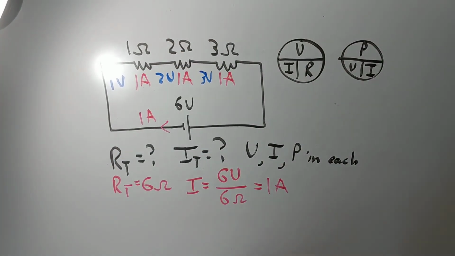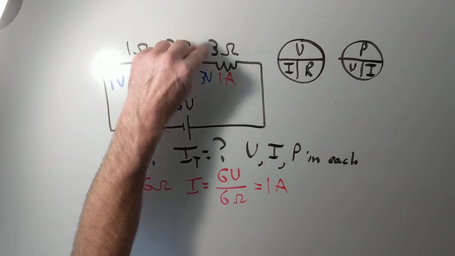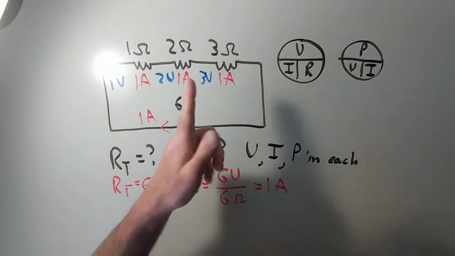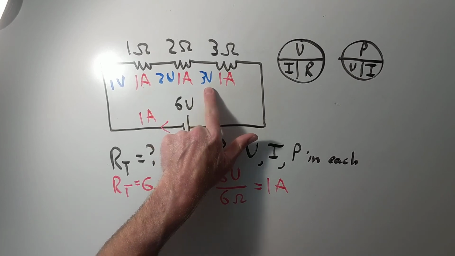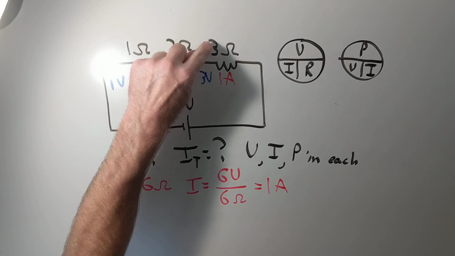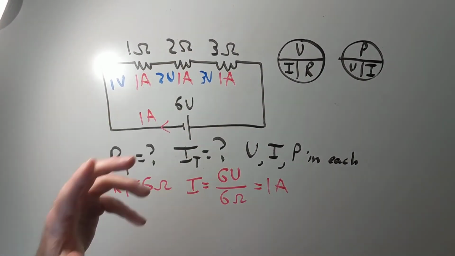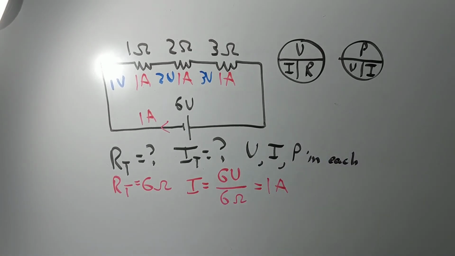So in this particular situation, the hardest resistor to get through is the one with the biggest resistance, which makes the most sense because it takes 3 volts to get through there, takes the most energy to get through there because this is providing the most resistance to that current. This one's the easiest one to get through. 1 volt means it's easier to get through.